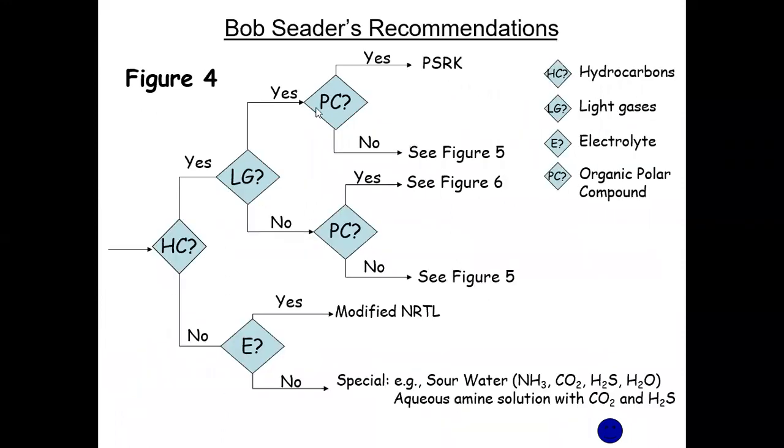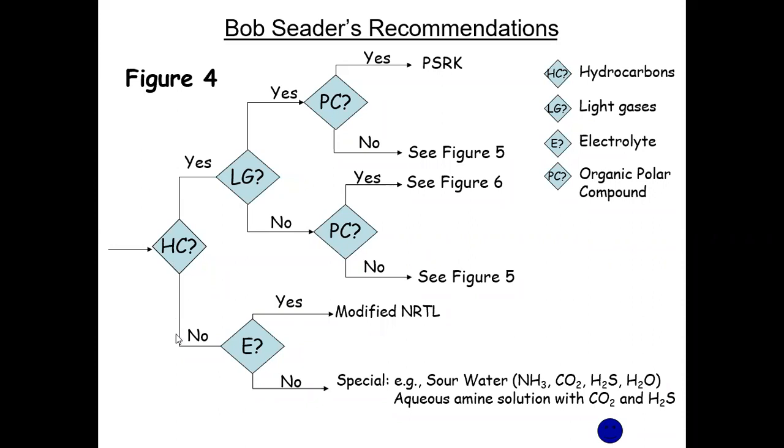There is another one which is called Bob Cedars' recommendation, and it's a little bit shorter. For example, if you have hydrocarbons, yes, then is it LG, meaning light gases? If there are light gases, yes. If they are polar organic compounds, if yes, then you can go with Peng-Robinson or SRK. This is a modified equation. If no, then we'll go to figure 5. If they are not light gases and they are polar, then we'll go to figure 6. We'll go to figures 5 and 6 in the next phase. Okay.